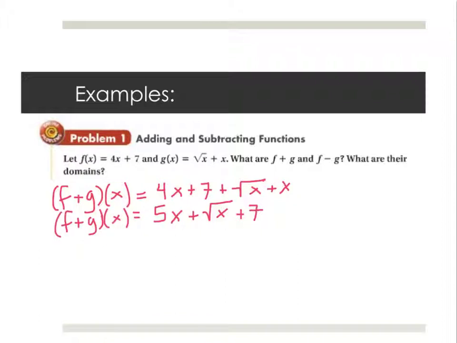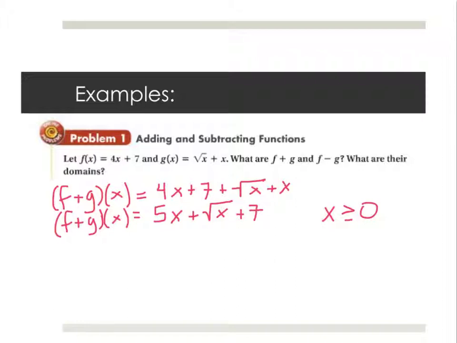And when we state the domain of that, well, the only stipulation we're going to have on that is inside this radical sign. So the domain of that, because it includes the square root of x, is x is greater than or equal to 0. Because you can't have a negative in that radical sign.